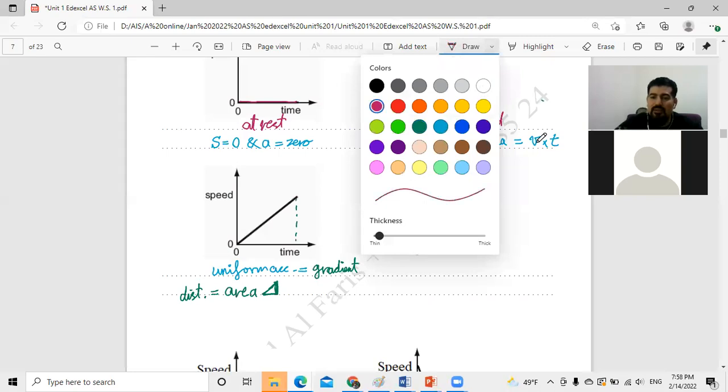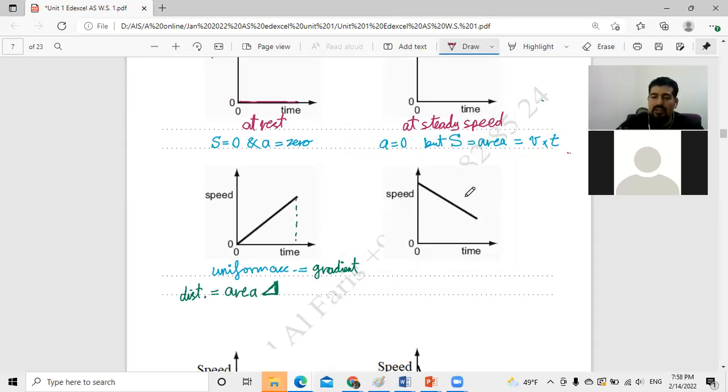Who can tell me? What about this one? Who can describe the motion? Is it uniform acceleration? Is it a straight line? It is uniform, but not acceleration, since the speed is decreasing. So it's uniform what? Exactly, uniform deceleration.